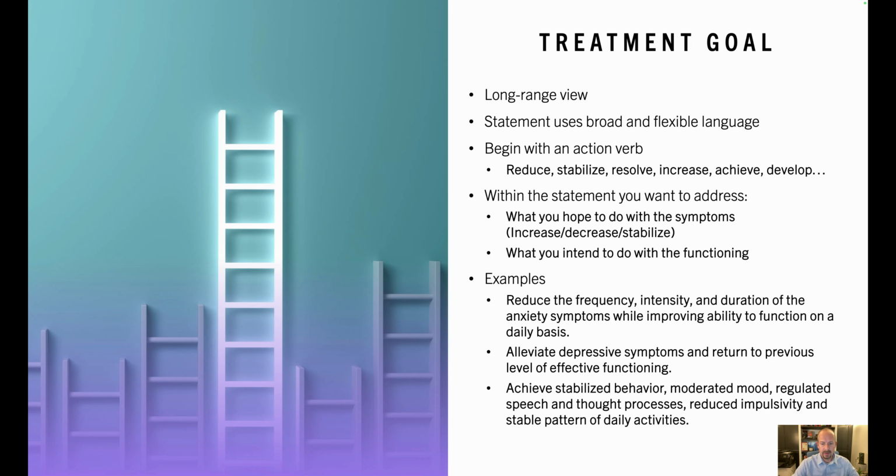Another example is achieve stabilized behavior, moderated mood, regulated speech and thought processes, reduced impulsivity, and stable pattern of daily activity. So as you can see, some treatment goals can really be stacked full of different treatment goals within the treatment goal statement itself. In this case, I want to help the client stabilize their behavior, moderate their mood, regulate speech and thought processes, reduce impulsivity, and stabilize their pattern of daily activities, which I hope to do to increase their functioning.